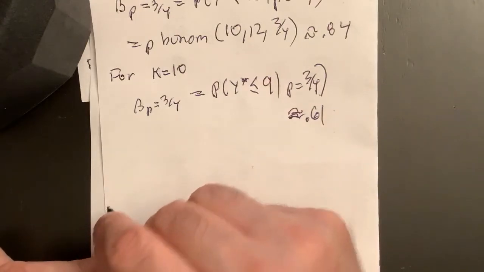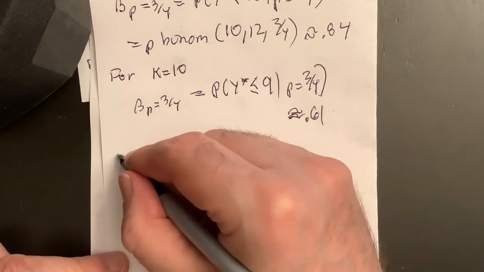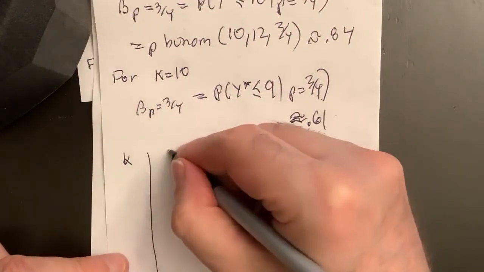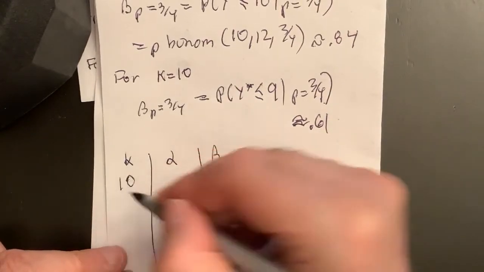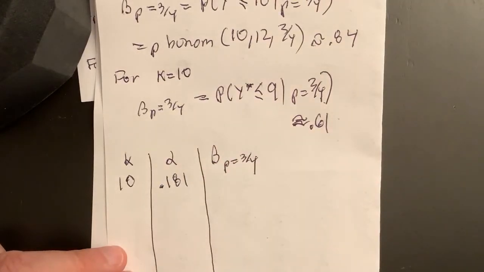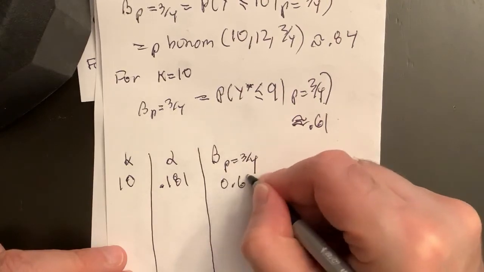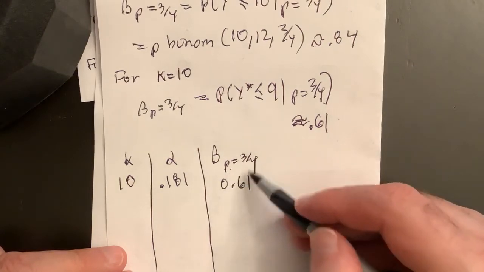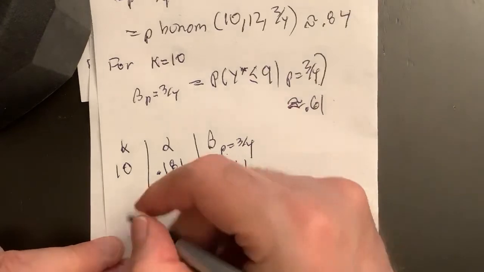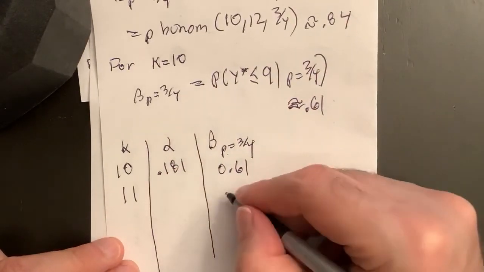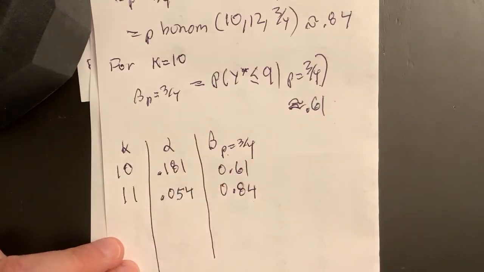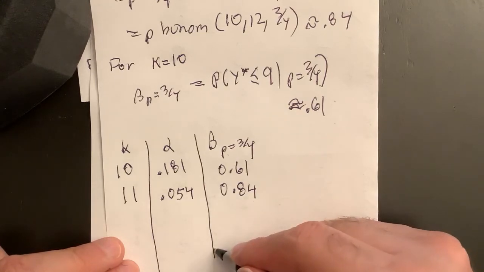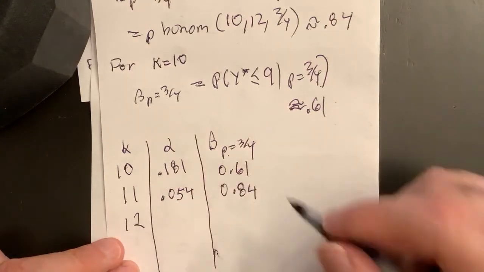We can make a little table here, and you'll see these go together. Let's have the test, I'll have k here, alpha here, and p equals 3/4 here. When k was 10, alpha, the probability of a type 1 error, was 0.181, and this was 0.61, the probability of a type 2 error when p is 3/4. It would change; I just picked something nominal there. If I have 11, then this is 0.84, and alpha went all the way down to 0.054, very close to what we would like. Type 2 error is pretty high here, but unfortunately you'd have to live with that. So we're going to ask questions like, what can we do to make these better?